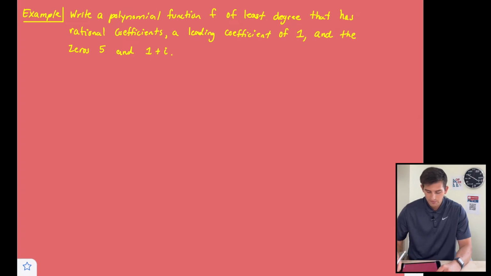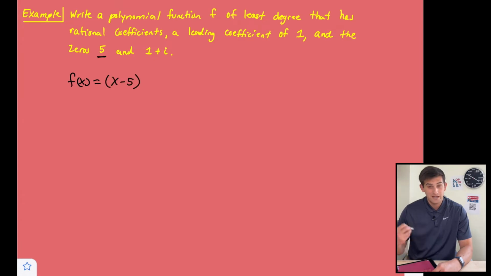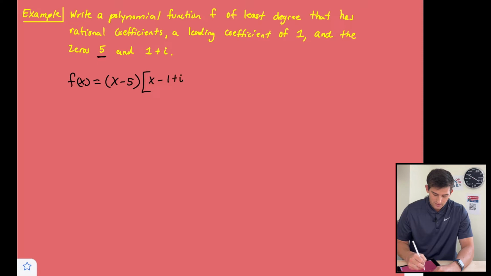It says write a polynomial function f of least degree that has rational coefficients, a leading coefficient of 1, and the zeros 5 and 1 plus i. So we can go ahead and write f of x is equal to, and since we have a zero that is 5, we're going to write that as x minus 5 as a factor, because if we set that equal to 0, it would give us x is equal to 5. And so now we can write x minus 1 plus i. Since we're going to have some parentheses in there, let's write this in brackets.